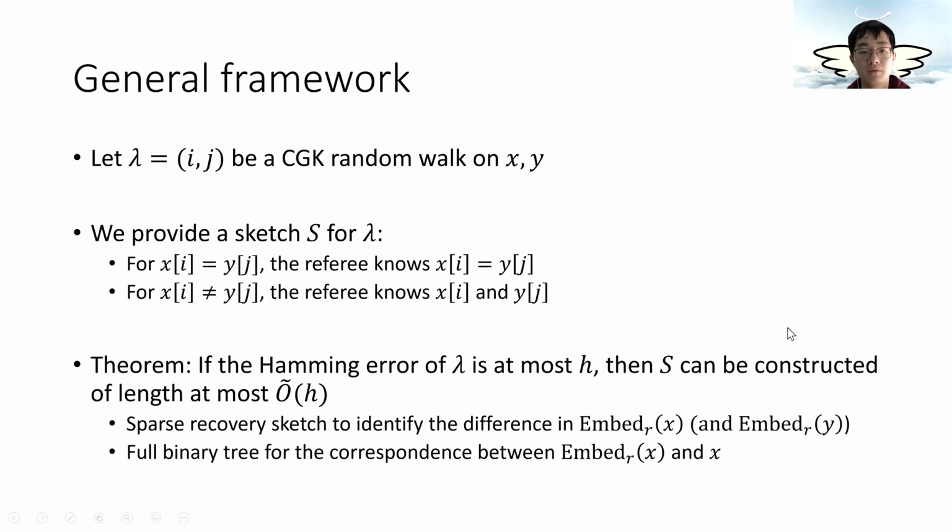Here is the theorem of the construction. If the Hamming error of lambda is at most h, then S can be constructed of length at most roughly h. This uses a sparse recovery sketch to identify the differences in the embedding, and also uses a full binary tree for the correspondence between the embedding and the original string. And for example, h will be roughly k squared with constant probability, as we showed in previous slides.